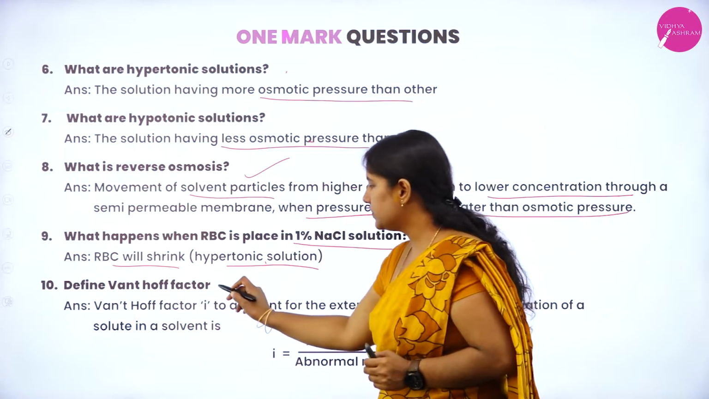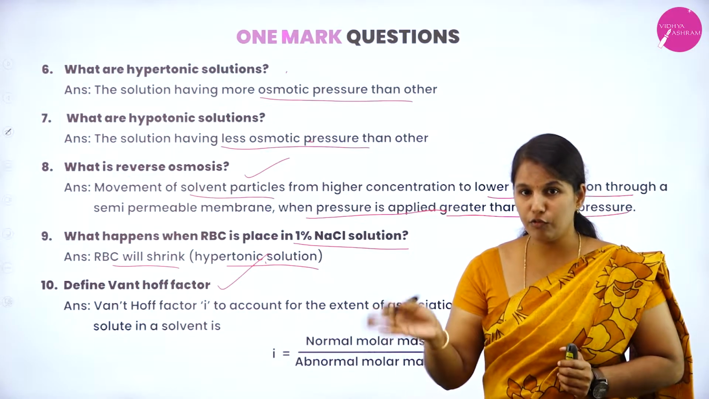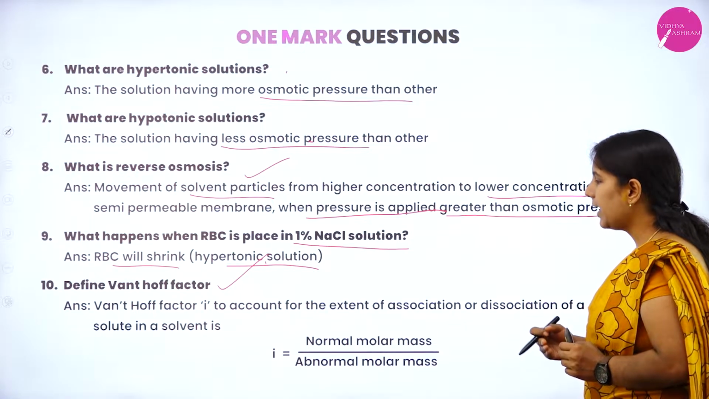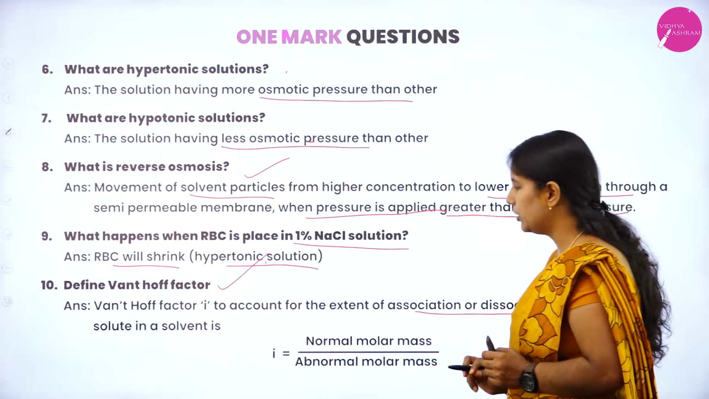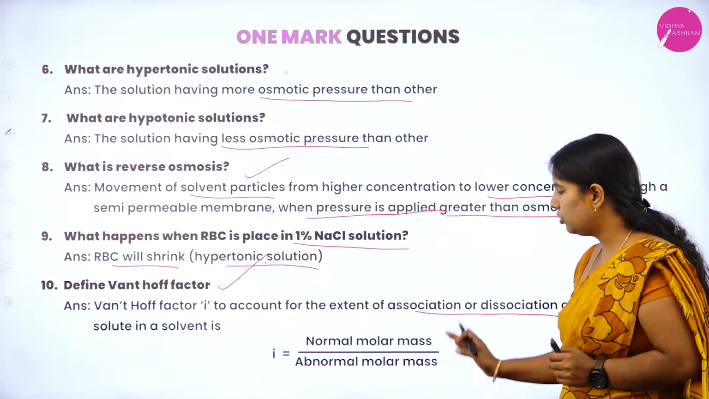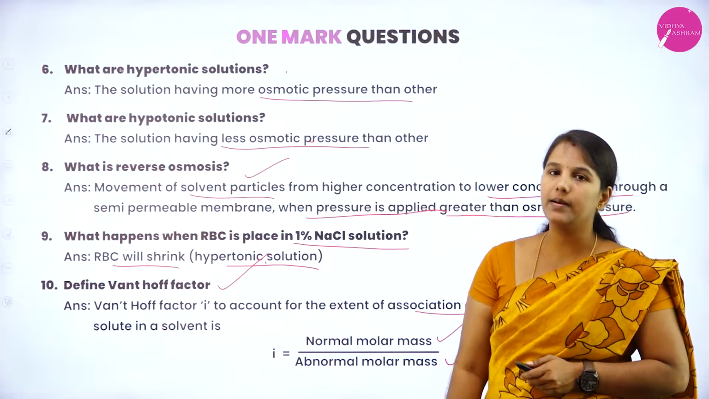Next, what is meant by Van't Hoff factor? Or they can ask you the Van't Hoff factor value for association or dissociation. The Van't Hoff factor i accounts for the extent of association or dissociation of the solute in solvent, and it is always calculated with the formula i is equal to normal molar mass divided by abnormal molar mass.